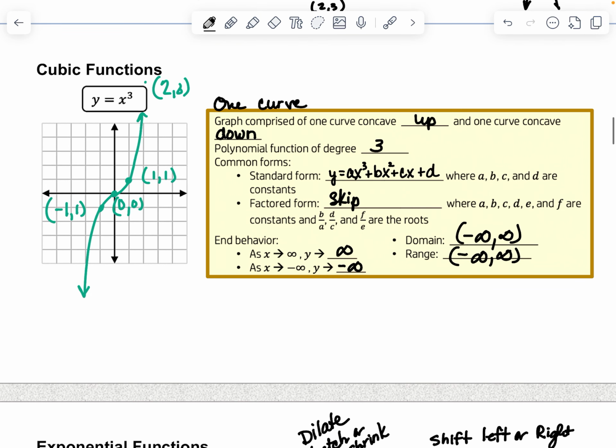Okay, then you have the cubic graph that we talked about. So you have y equals x cubed. We know that it's kind of like you're putting two graphs together. To the right of the y-axis, your graph is concave up, and to the left of the y-axis, your graph becomes concave down.